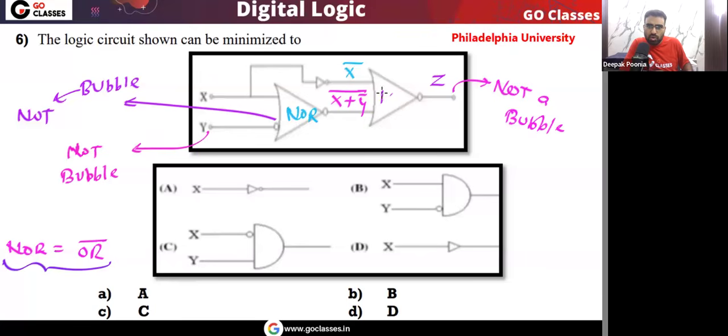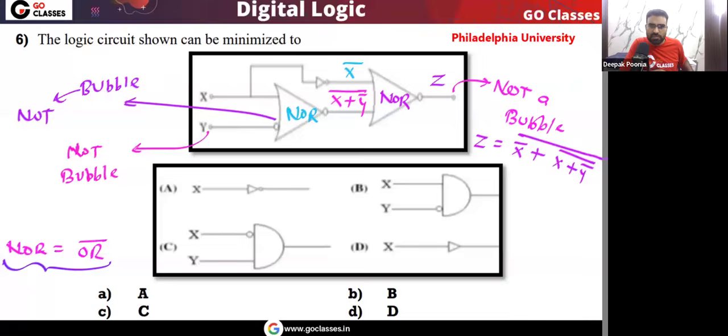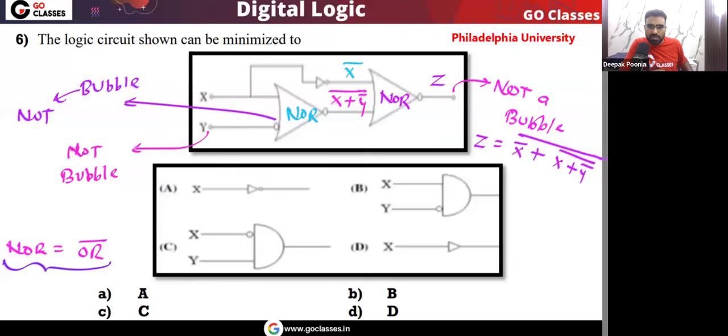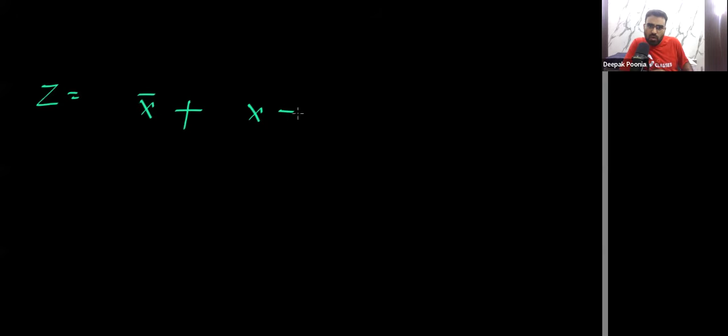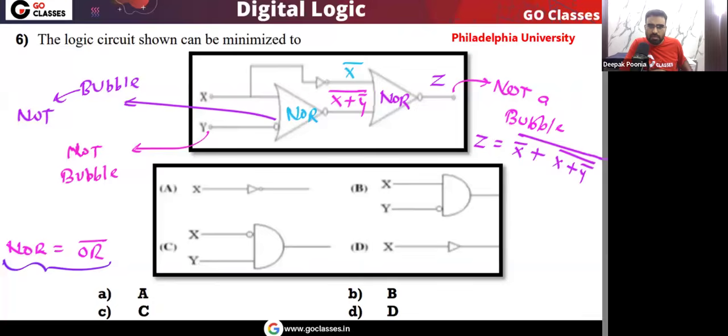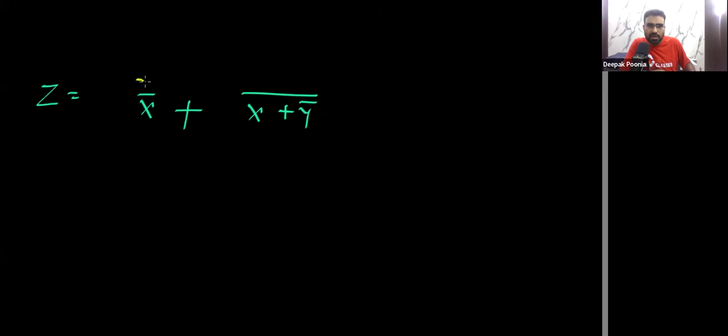Now again, this is also NOR. So finally, what is Z? Here we can easily see Z will be equal to X bar OR (X OR Y bar) whole bar, whole bar. Okay, so this will be the Z. So remember, finally we have got this equation: Z equals X bar OR (X OR Y bar) whole bar, and then again whole bar.